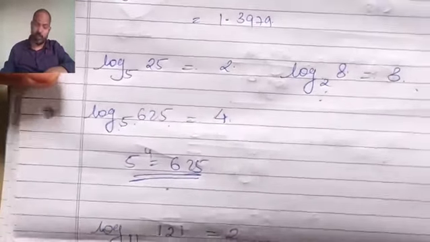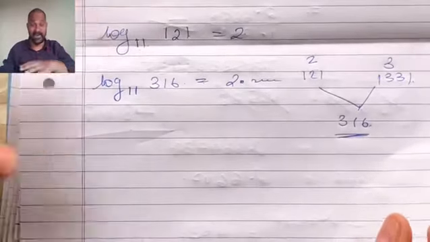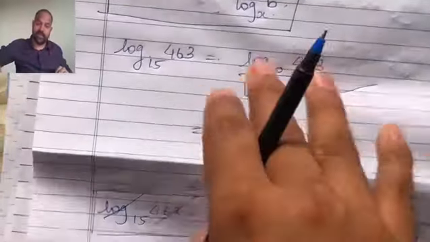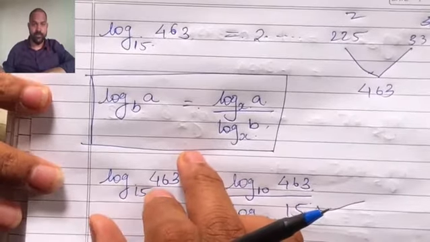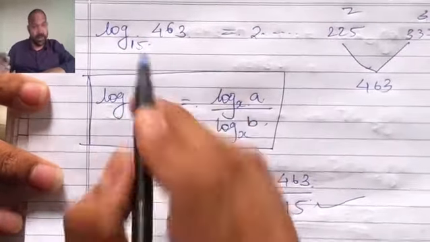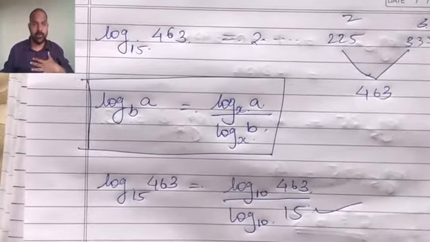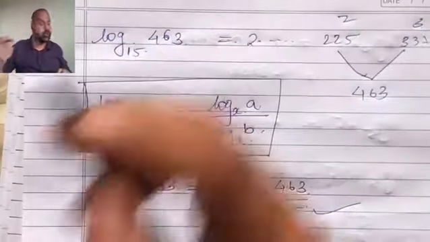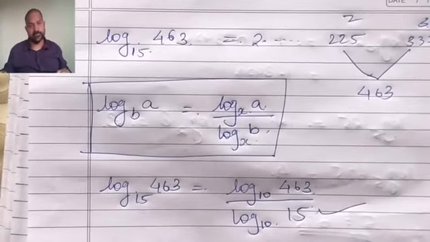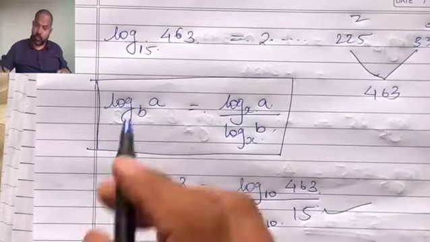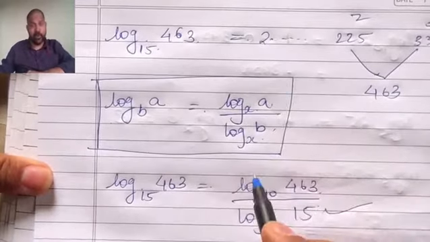But what happens when you ask me something odd, which is something like a log of 316 to the base 11, or the calculation that I have done, and that is the log of 463 to the base 15. Well, in such a case, if the base is not 10, I cannot find you the log using my log table. And the other problem is 463 is not a perfect power of 15, which is where I use a change of base theorem. The change of base theorem says that log of a to the base b is log a divided by log b.